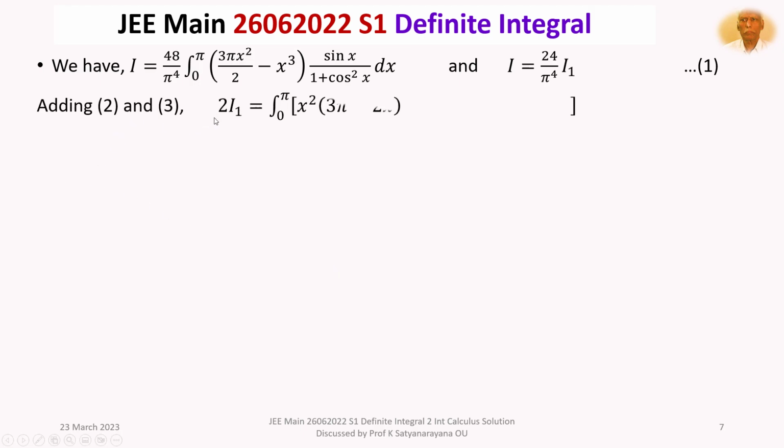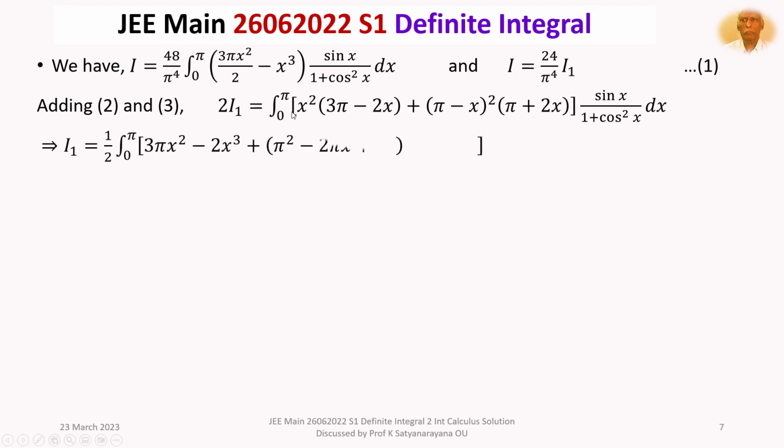Adding 2 and 3, we got this one. Now we will try to simplify. So I1 is equal to 2I1 is equal to this much. Therefore, I1 is equal to 1 by 2 integral 0 to pi, and we have multiplied x square multiplied by 3 pi x square minus x square multiplied by 2x, that is minus 2x cube.